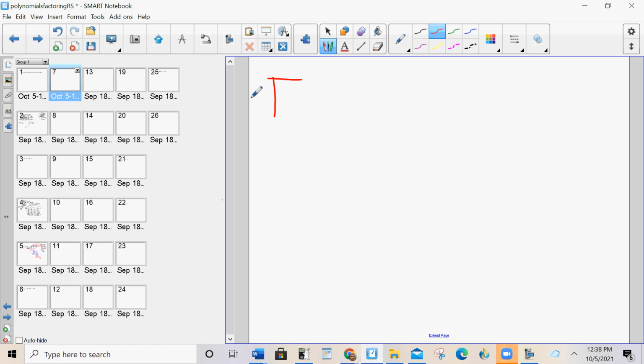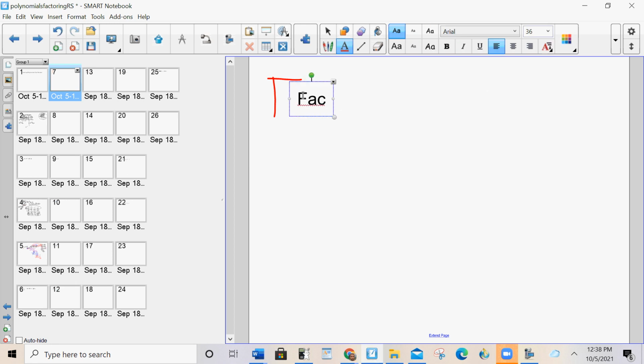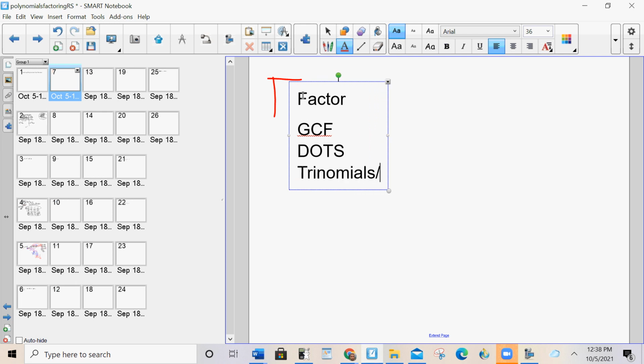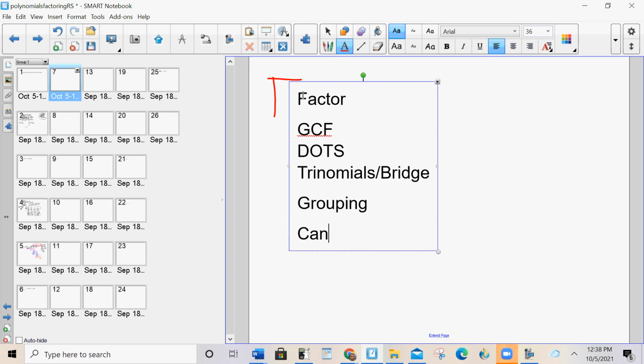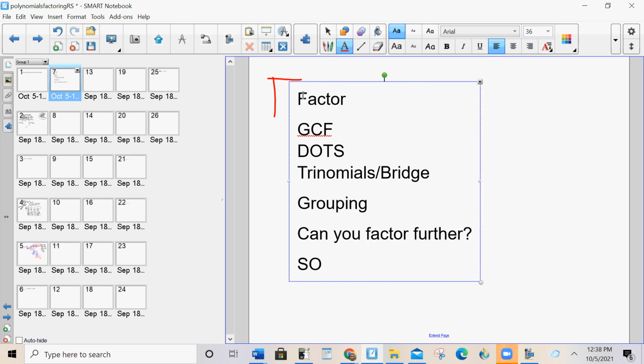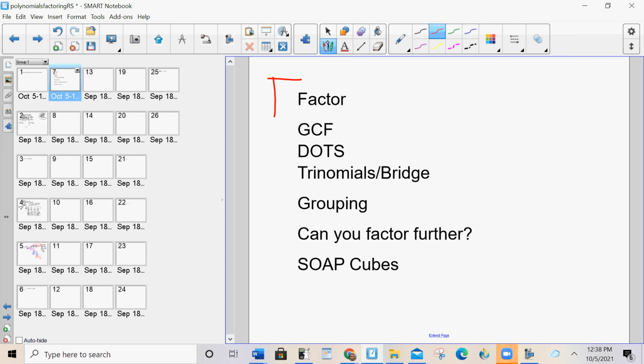Yeah. So, factor, let's type this up. Factor GCF, DOTS, trinomials, bridge, grouping, can you factor further with SOAP cubes? AB, A squared, AB, B squared. Let's talk about all this.